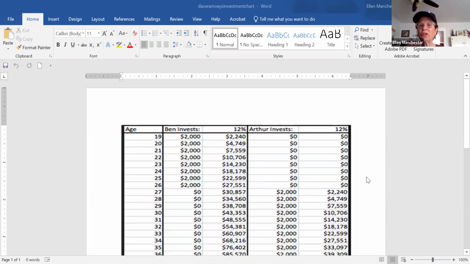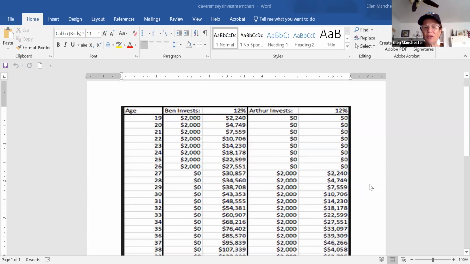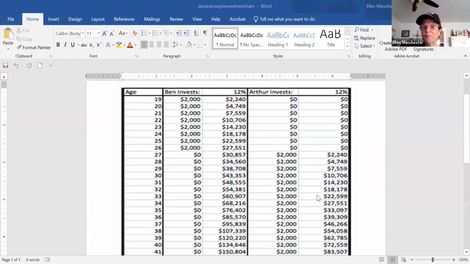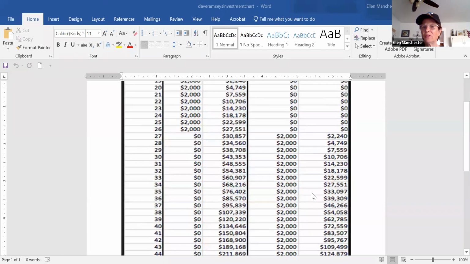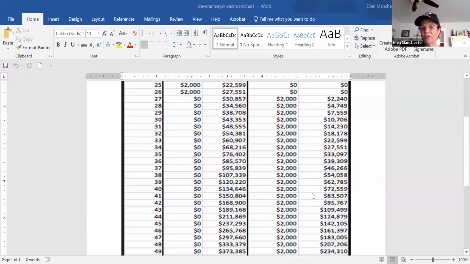So these amounts, you can actually find and calculate these amounts by using the future value formula. Okay, so let me scroll down, and you can see at age 38, Ben has $107,000. Now remember, he only put in 16,000, okay? He's made that much money. Arthur only has 54,000, okay? So keep going. Ben invested 16,000. Arthur invested 76,000 of his own money.